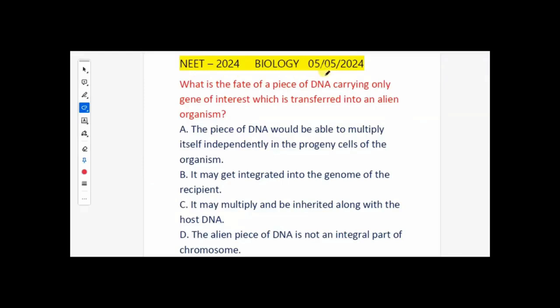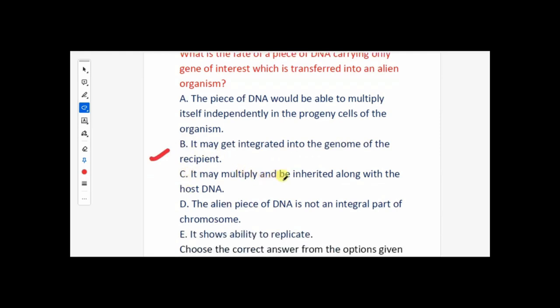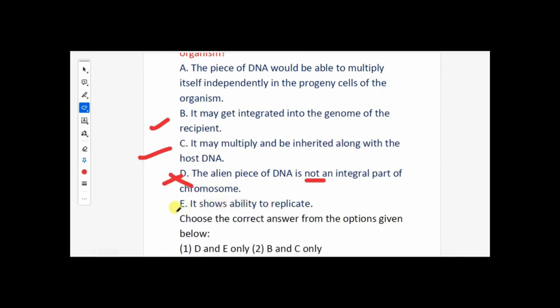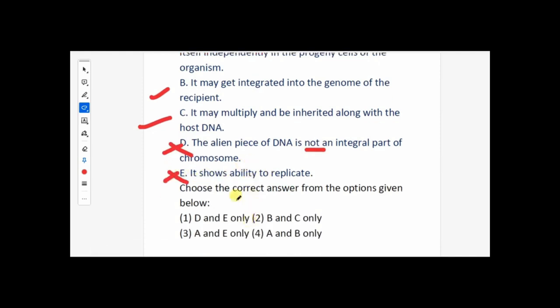Biology NEET 2024. What is the fate of a piece of DNA carrying only the gene of interest which is transferred into an alien organism? The piece of DNA would be able to multiply itself independently in the progeny cells of the organism. No, it's wrong. It may be integrated into the genome of the recipient. It's right. It may multiply and be inherited along with the host DNA. It's right. Alien piece of DNA is not an integral part of chromosome. Sorry, it's wrong. It is an integral part of chromosome. So it's wrong. It shows ability to replicate. It's wrong. And the answer is B and C. So option 2 is the answer.